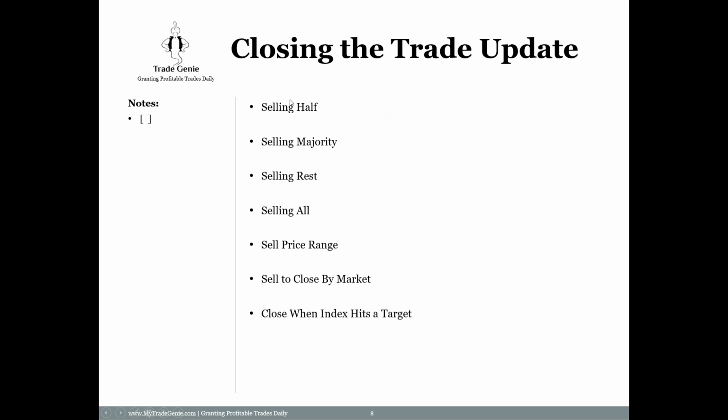Or the first alert you get is not sell half, not sell majority, not sell rest, but sell all. I send the alert sell all, or sell to close. So you're selling to close or sell all.